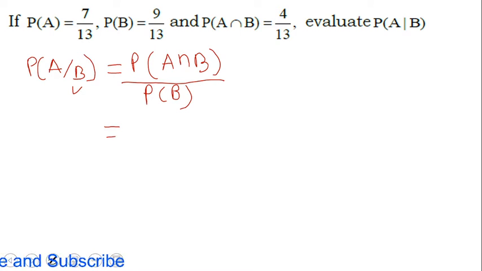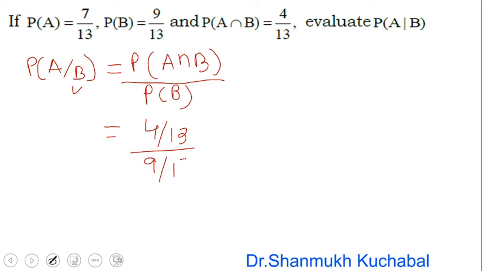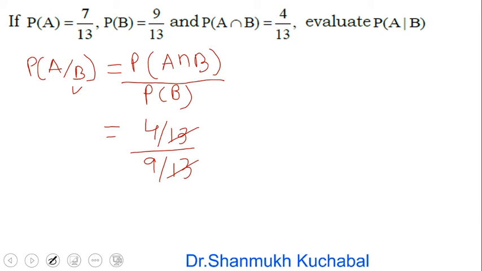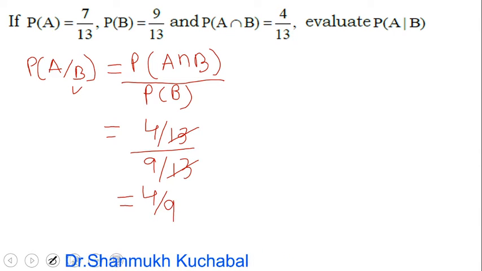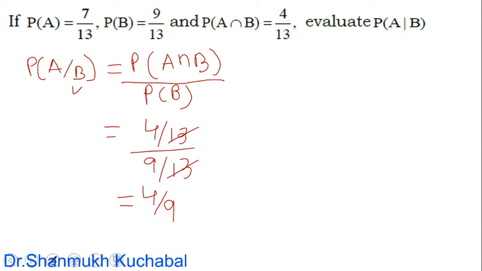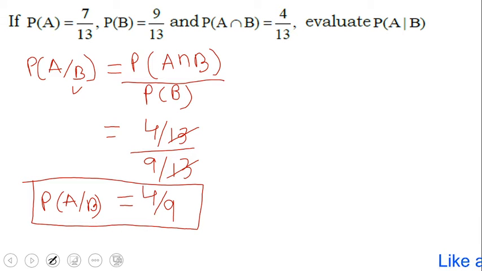Further, probability of A intersection B is 4 by 13. And the probability of B is 9 by 13. Then the denominator 13 gets cancelled. We are going to get it as 4 divided by 9. It is 4 divided by 9. So probability of A given B is 4 by 9.